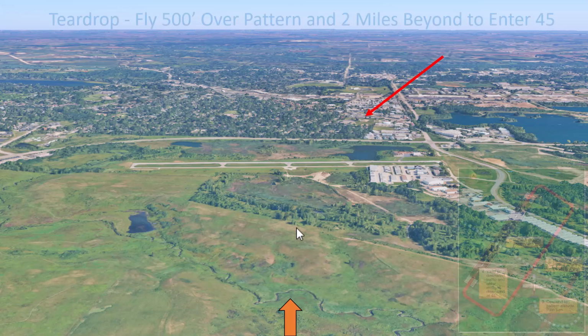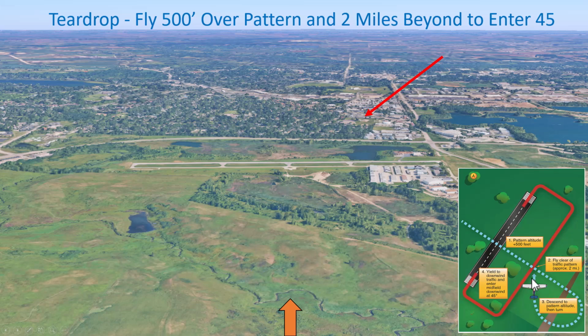So what it looks like is this example down here. It tells you you're supposed to fly 500 feet over pattern, 2 miles beyond the pattern to enter the 45. So you'd fly wings parallel to the runway over the top, 2 miles past the traffic pattern, start descending down onto the 45. So by the time you're pointing at the runway, it basically looks like this.